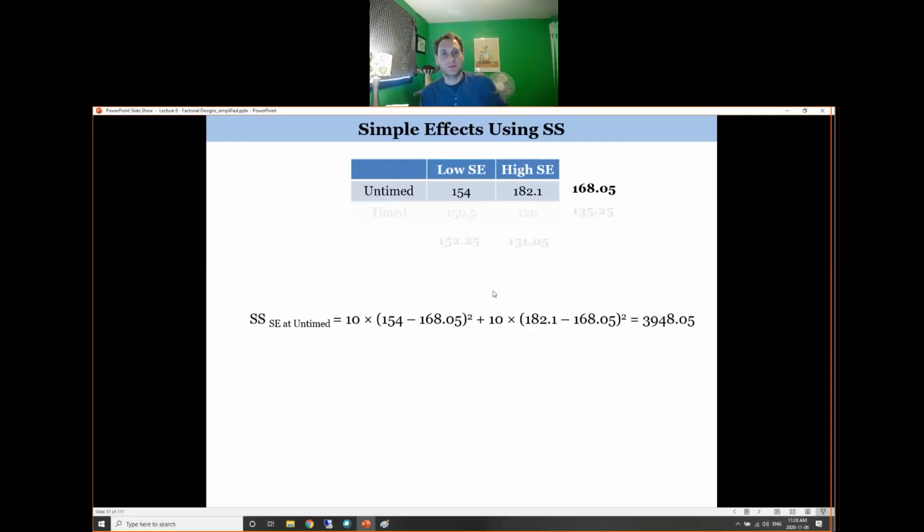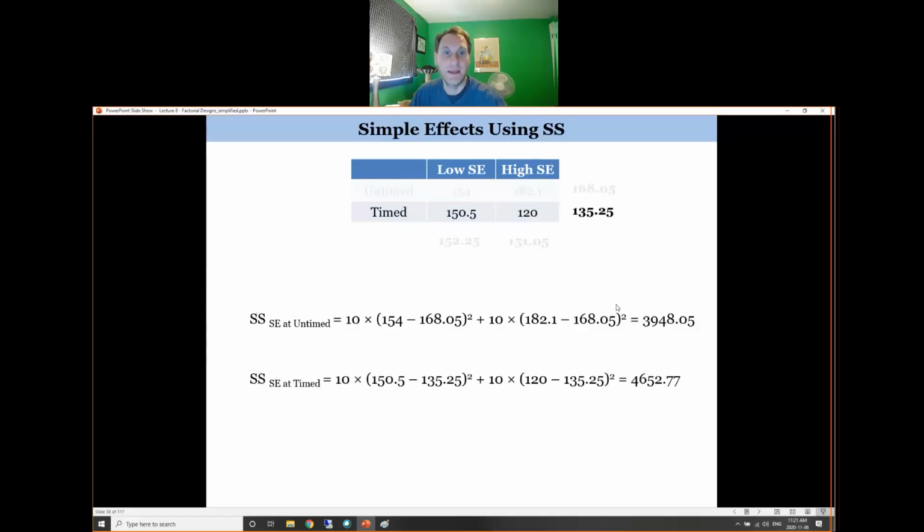And instead, what I'm doing is sort of just a one-way ANOVA here. It's the same as the first part of a one-way ANOVA. So since my timed condition doesn't exist for me at the moment, my grand mean is really my marginal mean for my untimed condition. So I can do my sums of squares. I compute the difference between my low self-efficacy condition and my grand mean, which is in this case my marginal mean. Square that times how many people are in that cell, 10. I do the same thing over here, 182.1 minus 168.05 times 10 people. Oh, sorry, square it and then times 10 people and take the sum.